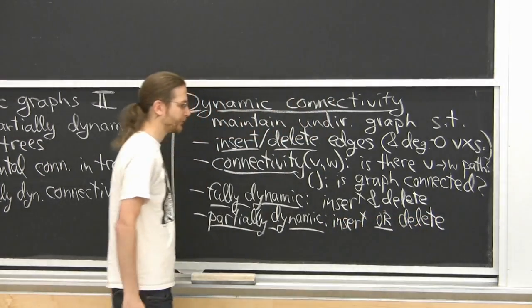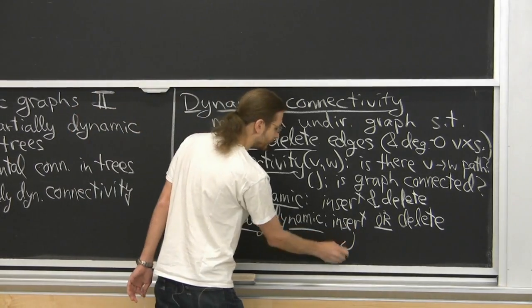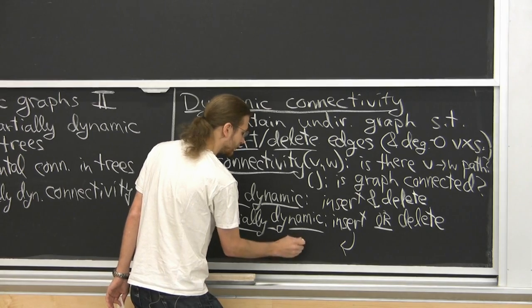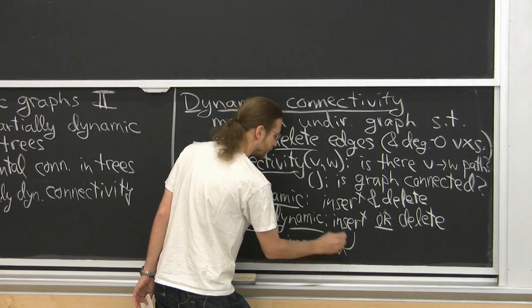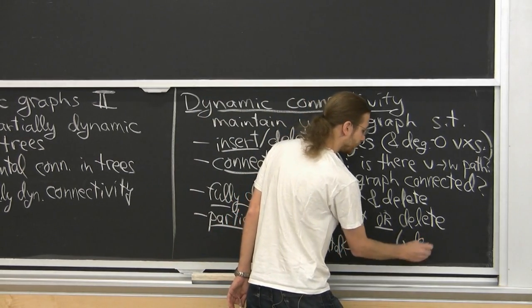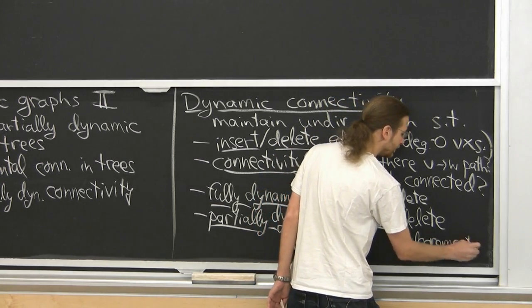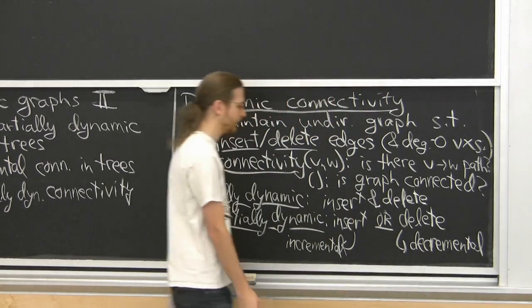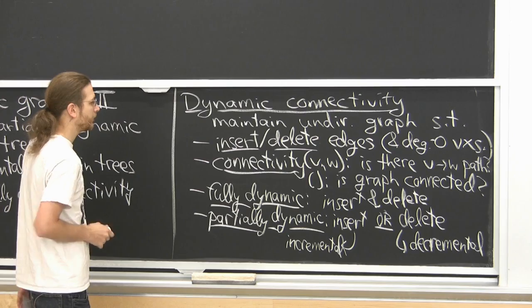And these have specific names because usually you use different data structures for just insertions or just deletions. Just insertions is called incremental. And just deletions is called decremental. The idea of incremental algorithms is definitely not a new one, but in dynamic graphs, it always makes sense.